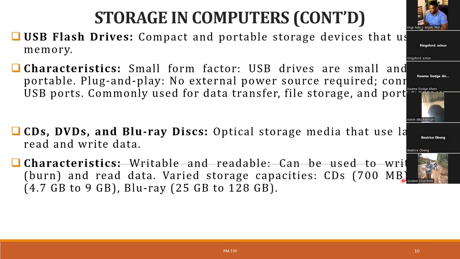DVDs usually range between 4.7 gigabytes and 9.0 gigabytes, but most DVDs are 4.7 gigabytes. So if 700 megabytes goes onto a CD, dividing 4,700 by 700 means you can have about, let's say, five movies: 7 times 5 is 35, 7 times 6 is 42, 7 times 7 is 49. So you could have about six or seven movies on a DVD.